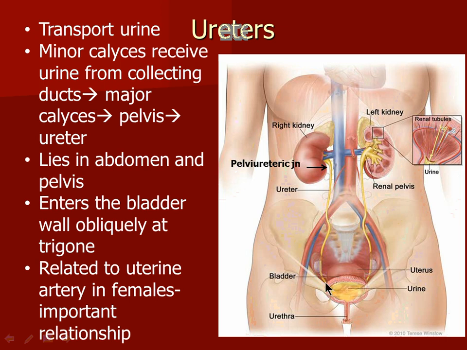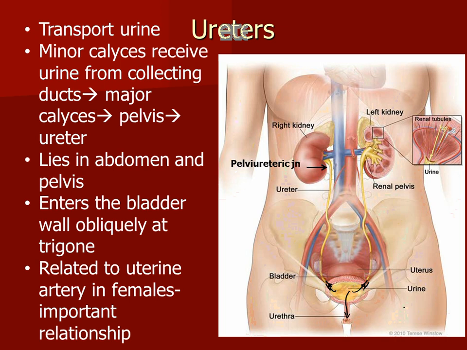Where the ureter enters the bladder wall, it enters in an oblique fashion. What I mean by that is that a part of it passes through the bladder wall. And this is rather important because when the bladder contracts to push urine out through the urethra, you don't want urine to go back into the ureter. If it went back, it would cause reflux.